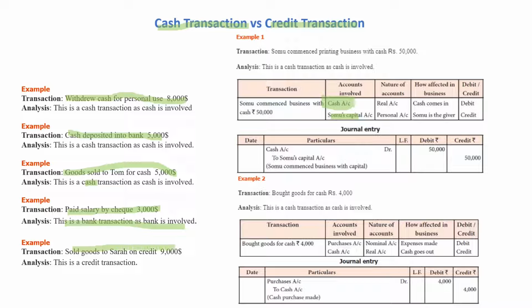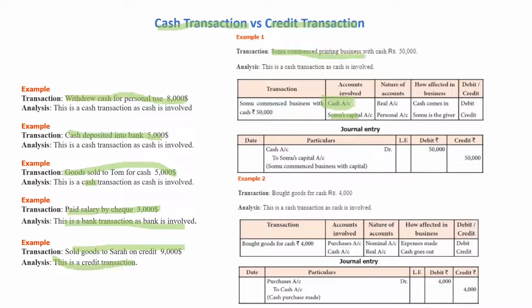Sold goods to Sarah on credit, $9,000. You had some goods and you sold them to Sarah, and Sarah would pay you in the future, not right now. That's why it's a credit transaction. Now we start the practical examples here.